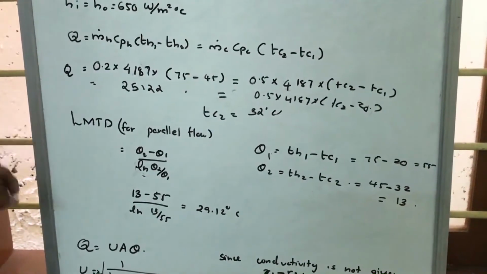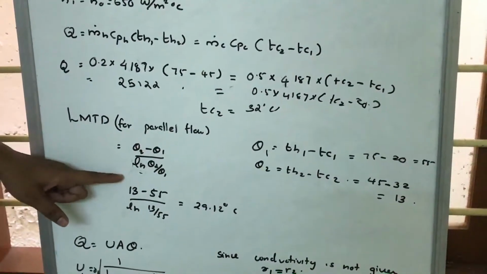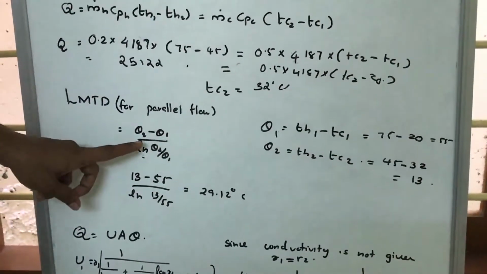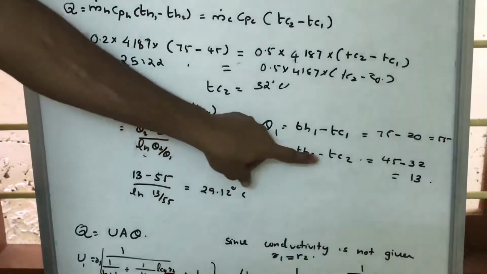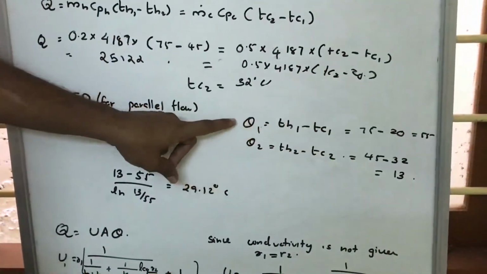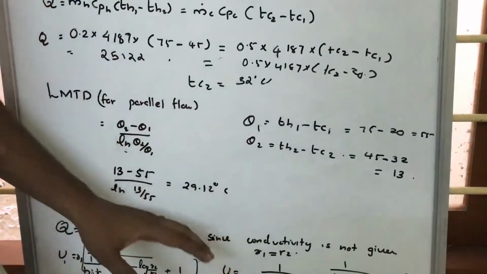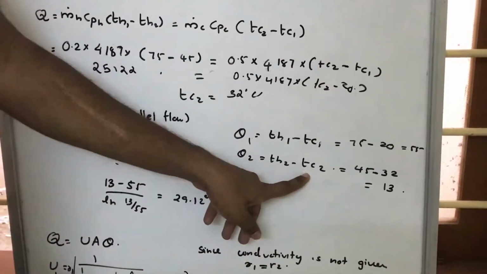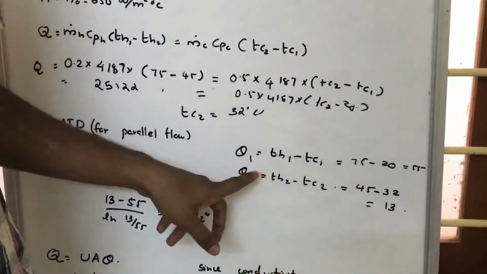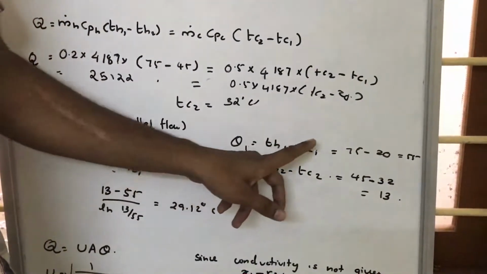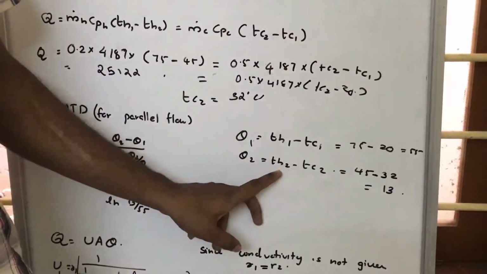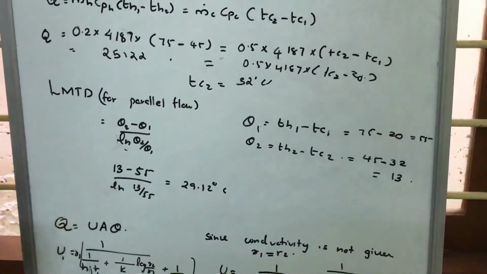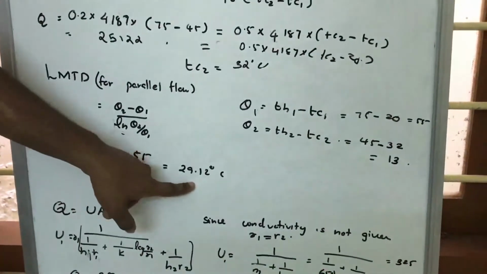Now the LMTD. For parallel or counter flow this equation is the same: theta 2 minus theta 1 divided by log of theta 2 by theta 1. But here theta 2 is equal to Th2 minus Tc2 and theta 1 is equal to Th1 minus Tc1. We have Th1, Th2 and Tc1, which are given in the question, and Tc2 we have found. On substituting, theta 1 is 75 minus 20, which is 55. Theta 2 is equal to Th2 minus Tc2, that is 45 minus 32, 13. So we have theta 2 and theta 1, and substituting them we get the LMTD.